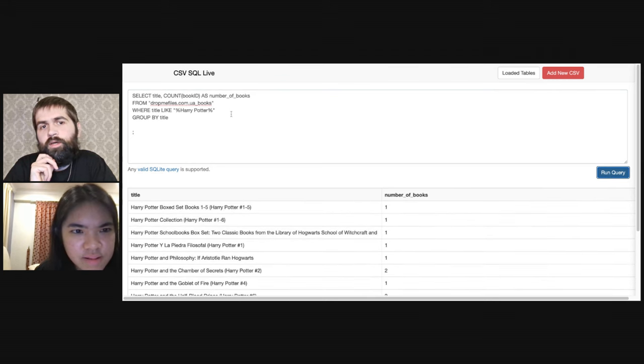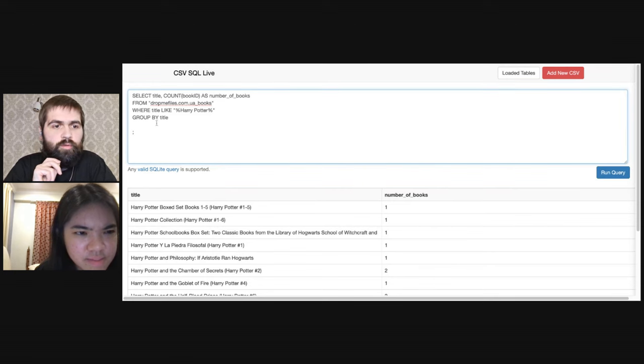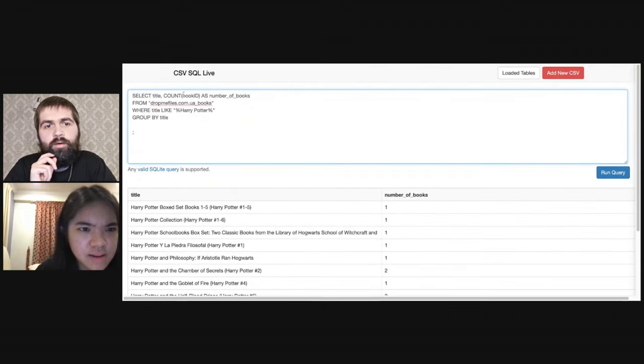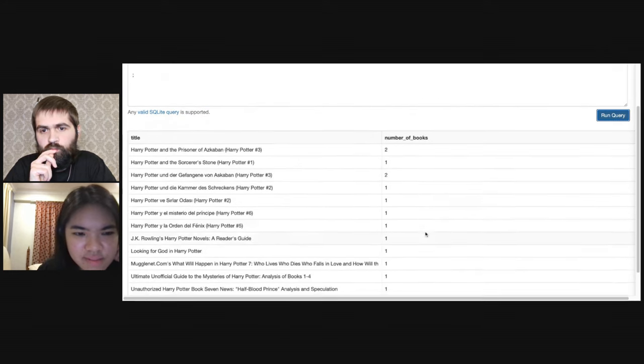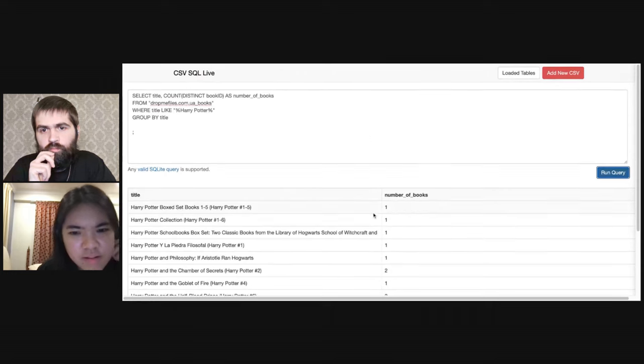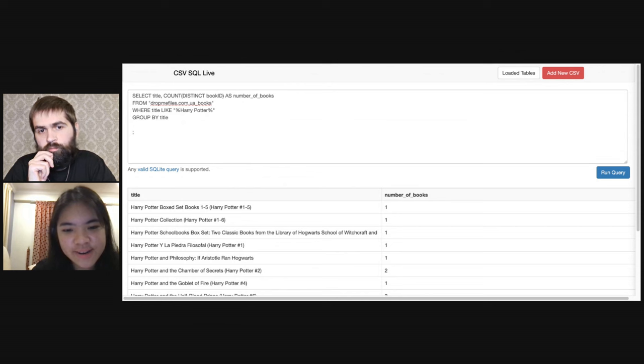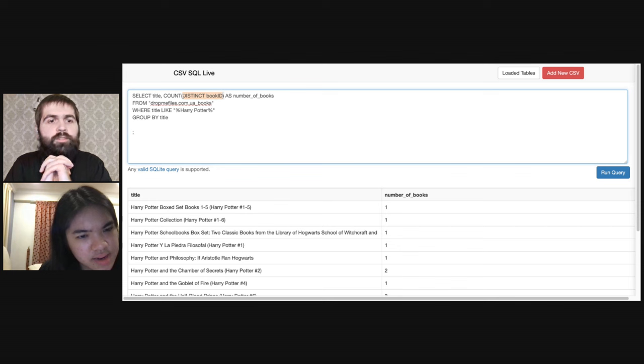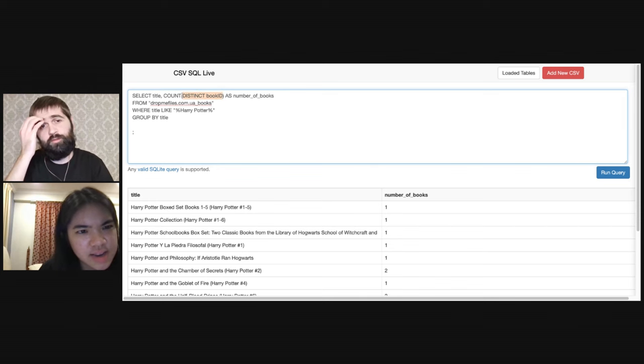And also, there will always be a possibility that some rows can be duplicates. Can we avoid duplicates? Yeah. You want the total number of books, right? Yeah. So it is one action that you have to do to receive these numbers.